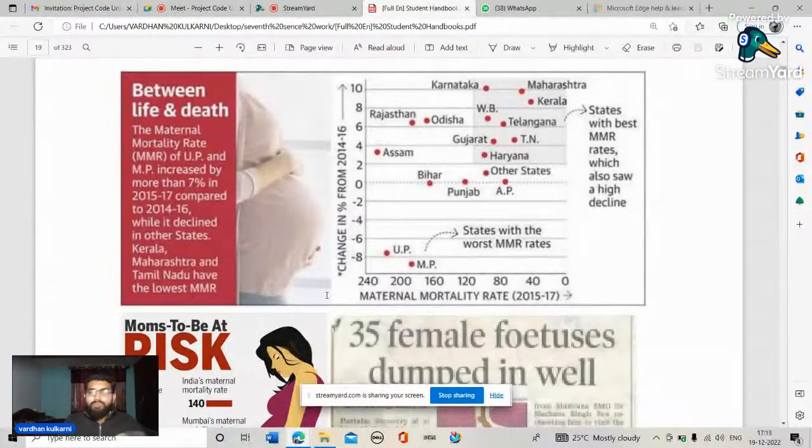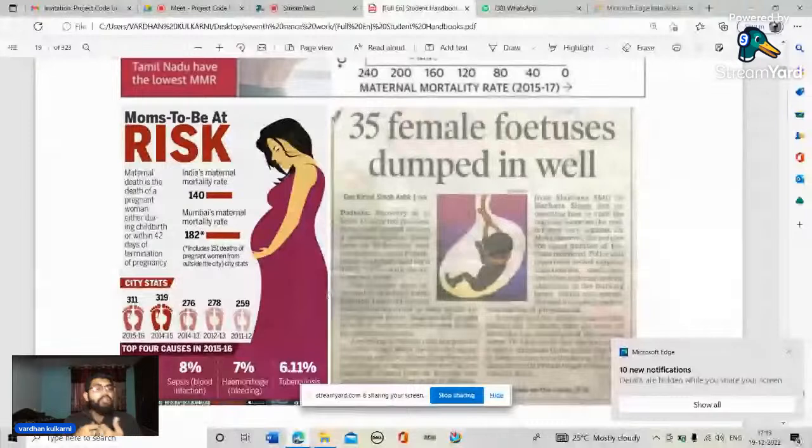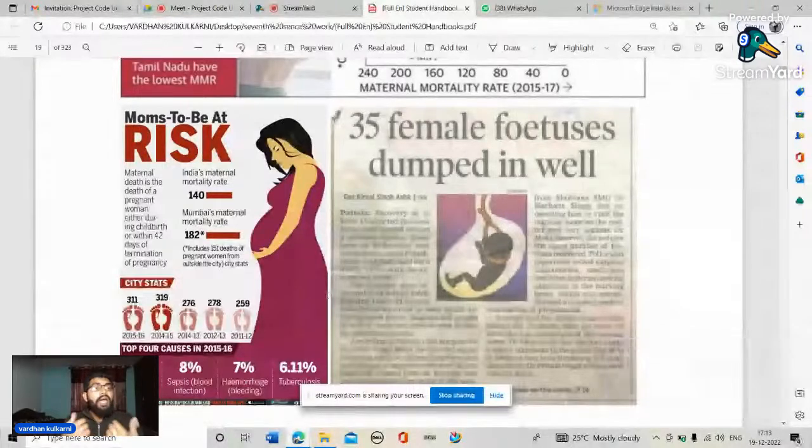Then female fetuses are dumped into wells. There are chances that these female foeticides happen because of the woman's health. If the mother's health was not in a proper state to carry the baby in the womb, her life would have been at risk. So if her health is not in a proper state, female fetuses are dumped into wells as well.